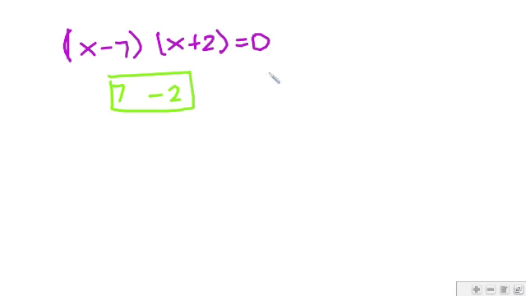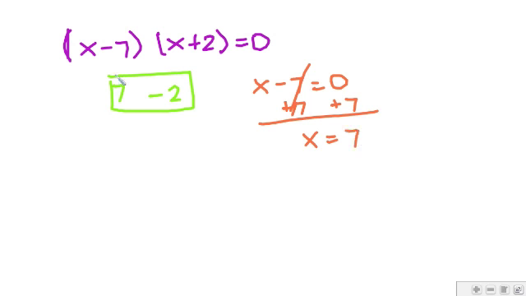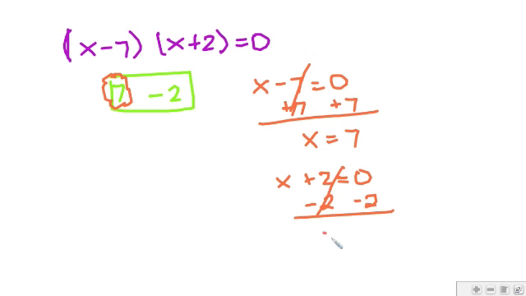If I take these separately and set them equal to 0, like so, and I want to find out what x equals, I would have to add 7 to get the x by itself. This canceling leaves me with x equals 7, hence my first answer. Let's do the second one. X plus 2 equals 0. Again, to get x by itself, I need to move the 2, so I'm going to subtract the 2. This cancels, and I get x equals negative 2.